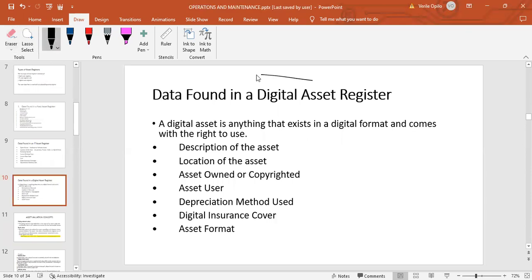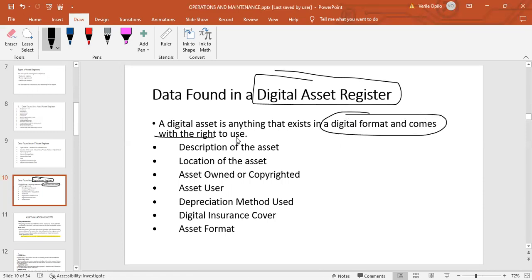Then we have the last type of asset register, which is the digital asset register. And the digital asset register is going to have details about the digital assets in the company. And a digital asset, we can say that basically this is anything that the company owns that exists in a digital format, and it comes with the right to use that. Only you as an entity has the right to utilize those assets. So in that case, we classify that as a digital asset.